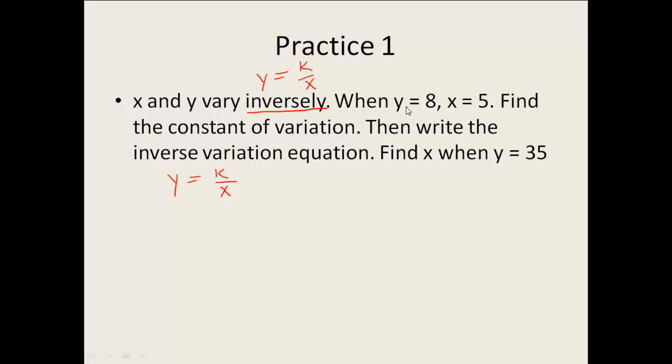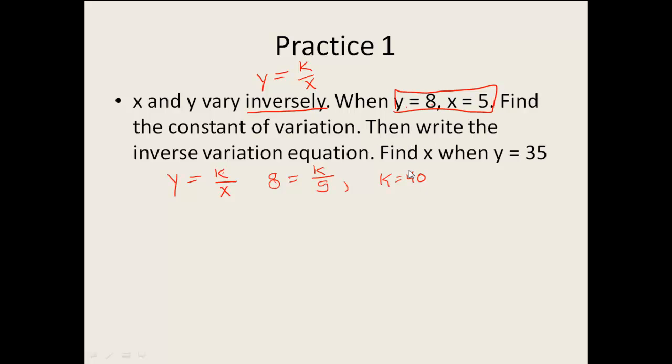Then it tells me when y is 8, x is 5. Well, when I'm doing this inverse variation, I want x and y to be the letters x and y. I actually want k to be a number. Well, I can't just plug any number I want in there for k. I have to substitute this pair into my generic setup so I can solve it for k. So I'm going to end up with 8 is equal to k divided by 5. Solve that for k, and I get k is equal to 40.